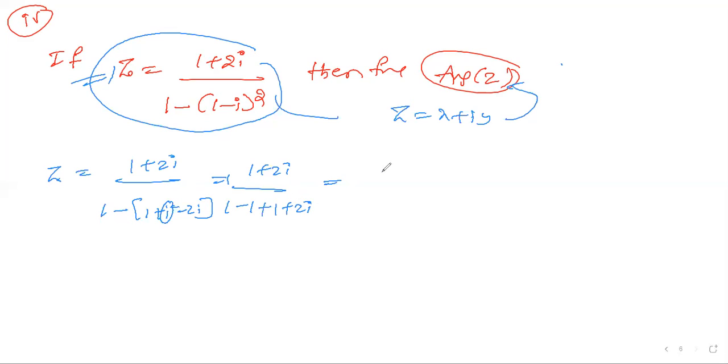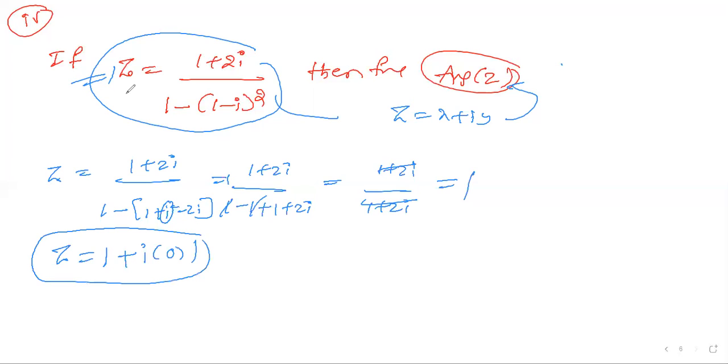So what is there here? 1 plus 2i by 1 plus 2i, both are the same, so they cancel. What is the value of z? 1. Now no imaginary part, keep it 0. This is the simplification of this question.